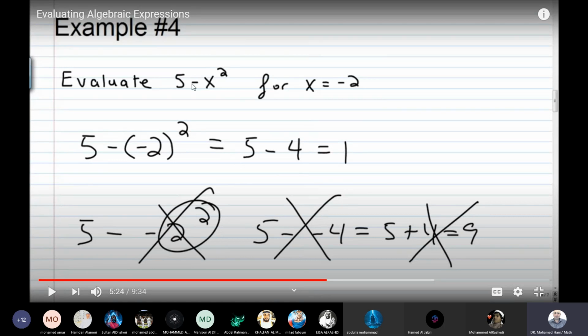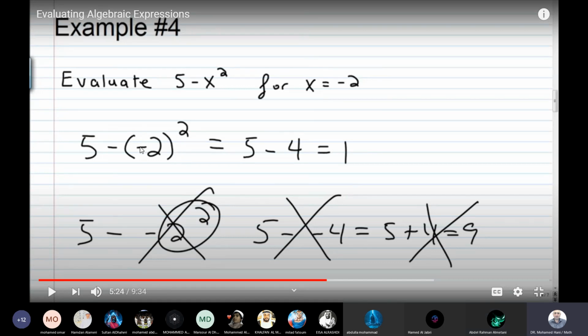Here we have 5 minus x exponent 2, or x squared. And the value of x will be minus 2. So when you want to evaluate, here we have 5 minus the value of x, minus 2. So put the value of x between parentheses. So between parentheses here we have minus 2. It's okay to solve it without parentheses? It's wrong.